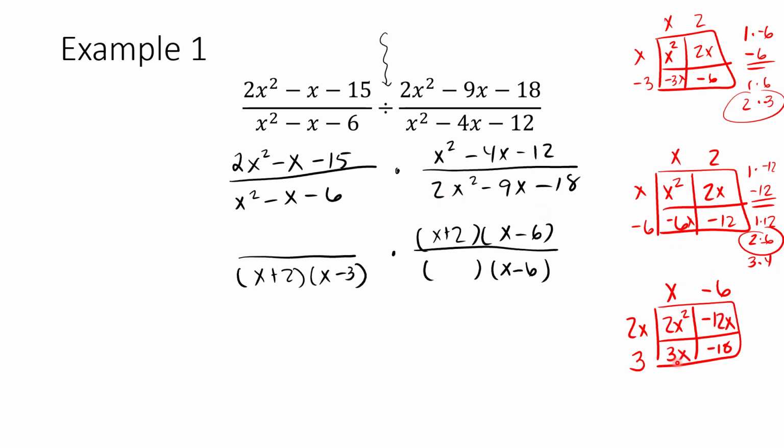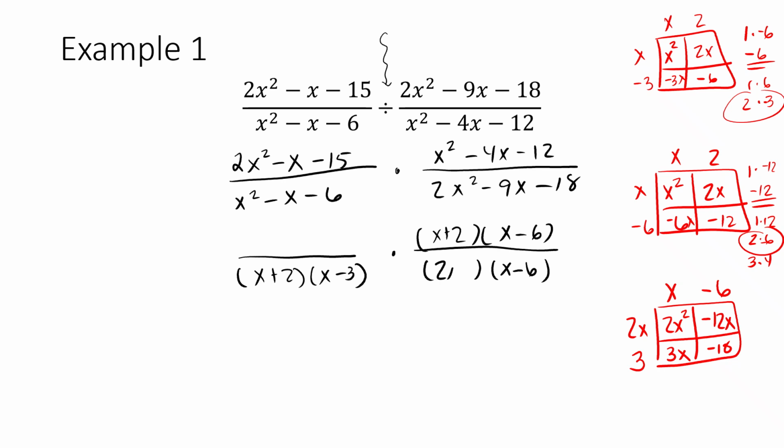Negative 12 plus 3 is negative 9, so this would be negative 9x. Yes, that is negative 9x. Negative 18, negative 18. And so you've got to do that check, because what I just did there is not guaranteed to work. It's like noticing something and being kind of slick and saying, I think this would be a factor. And so I got the x minus 6.